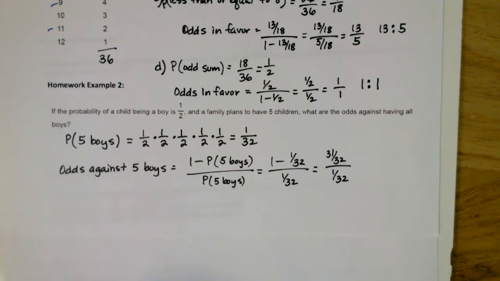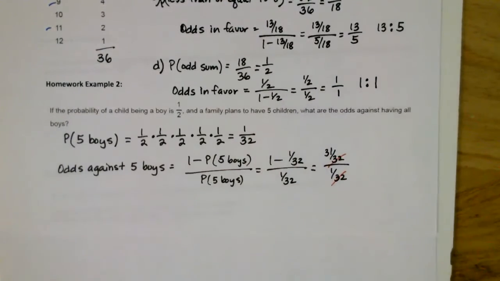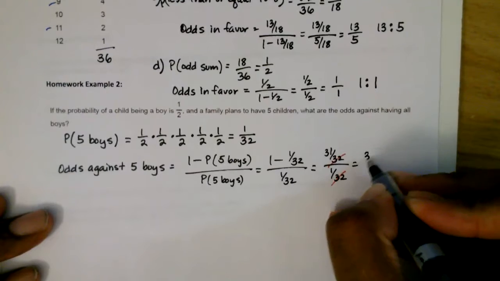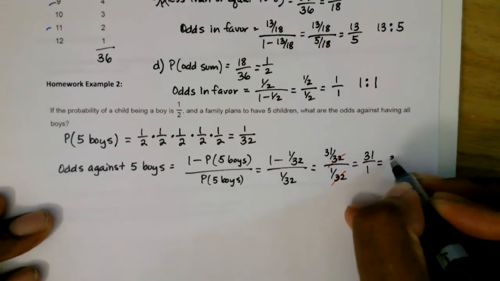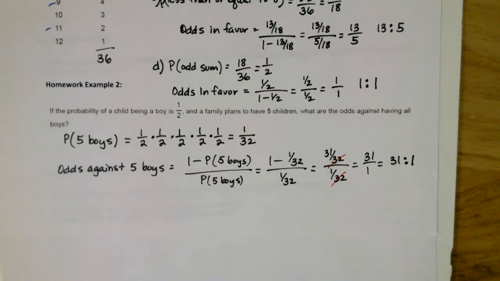And the 32 in the numerator and the denominator will divide out like that. And you'll end up with 31 over 1. And it's important you have the 1 there because when you write it like this, it has to be 31 to 1. So the odds against 5 boys, the odds against a family having 5 boys, if they plan to have 5 children, would be 31 to 1.